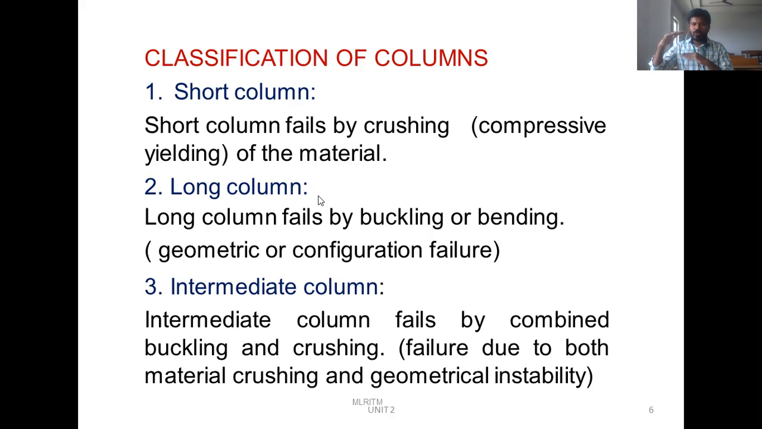The short column mostly fails under crushing load. It can carry only the compressive force, so because of compression it is going to fail. While going for the long column, here also only the compression force is going to act. But if I apply the load, it is going to bend. Because of the bend, we call it buckling failure. So the bend causes the buckling failure, and the long column is going to fail by buckling.